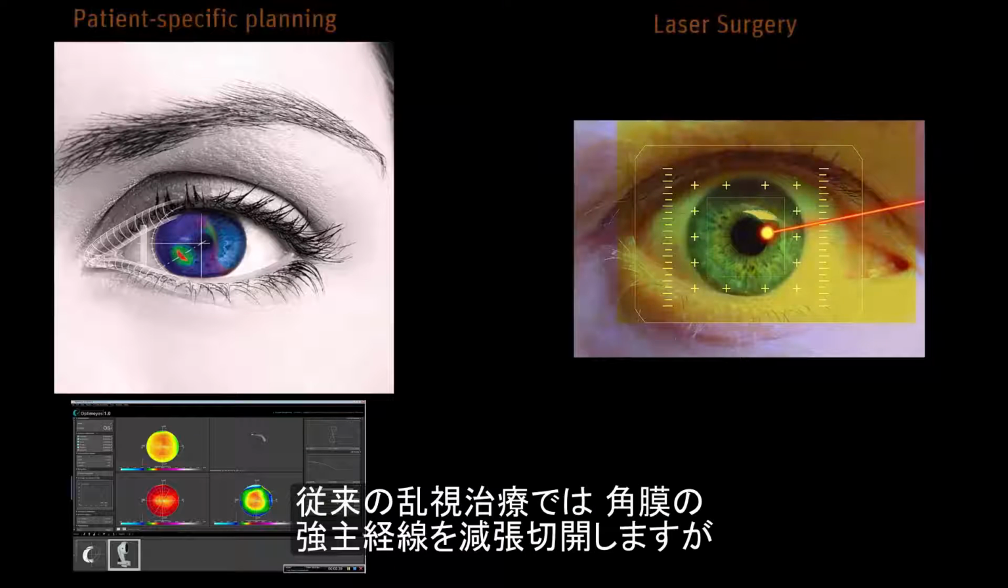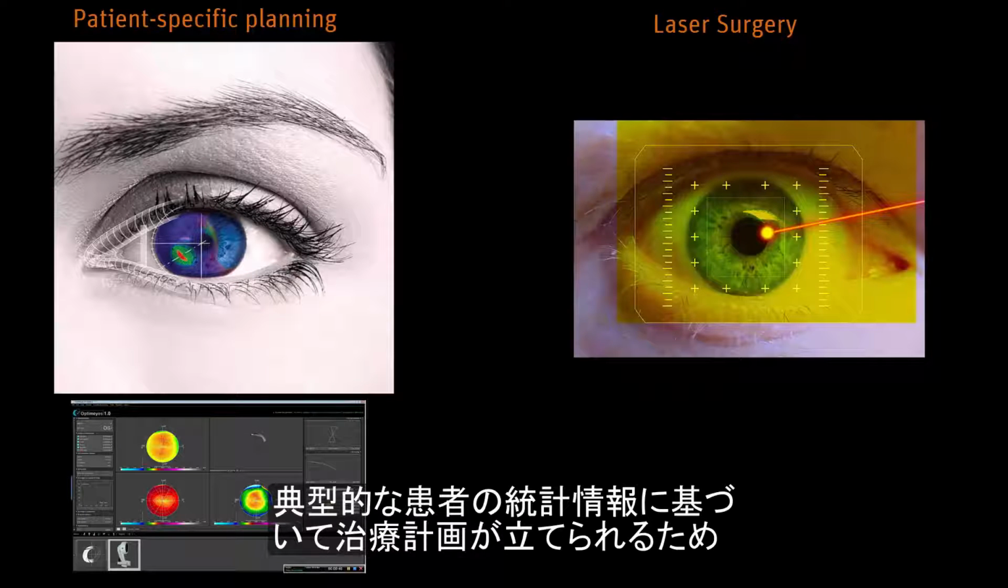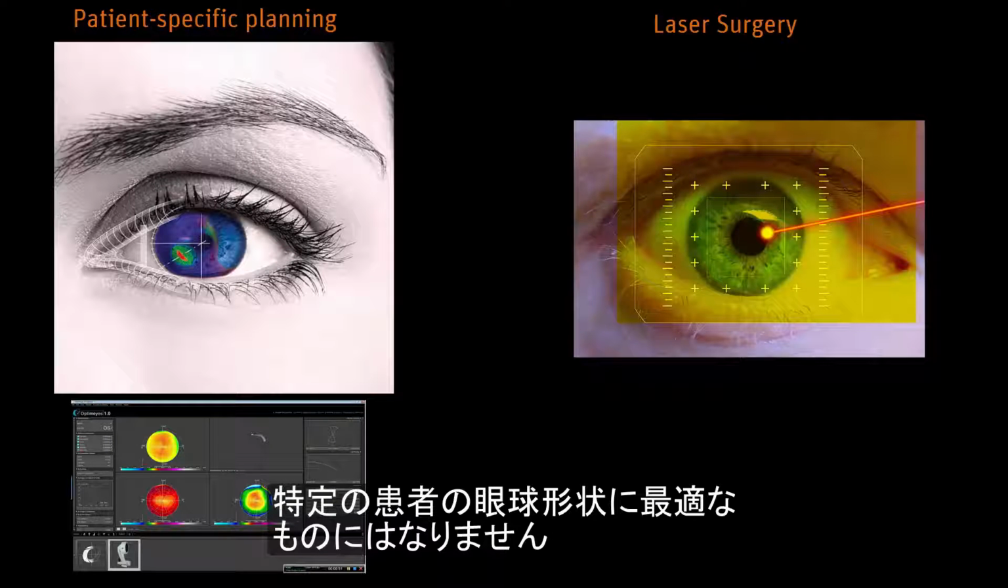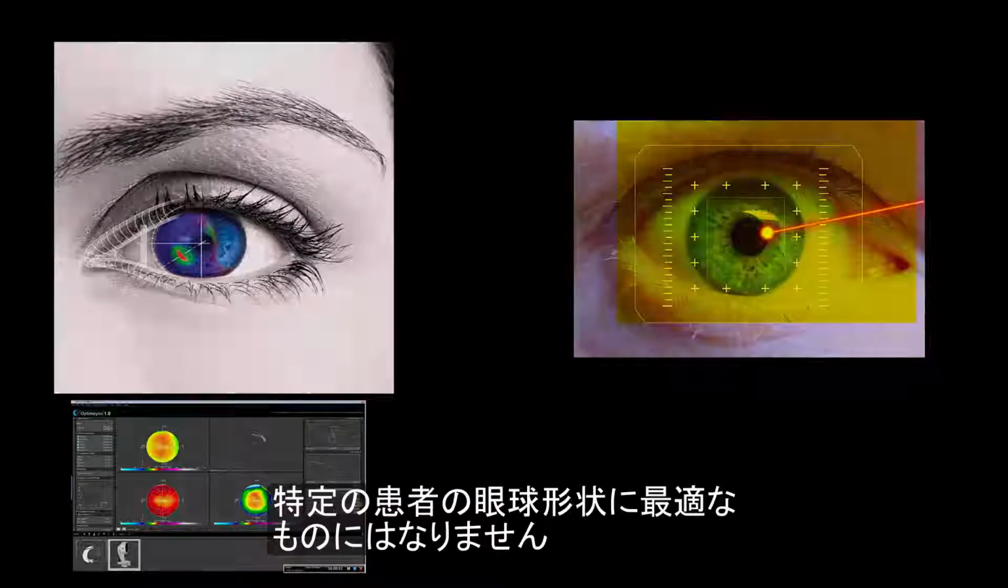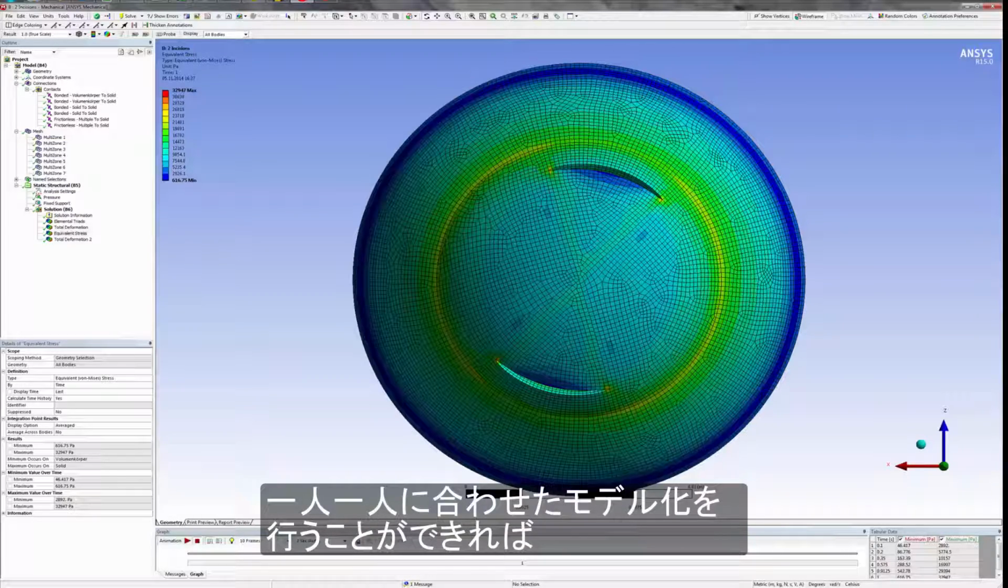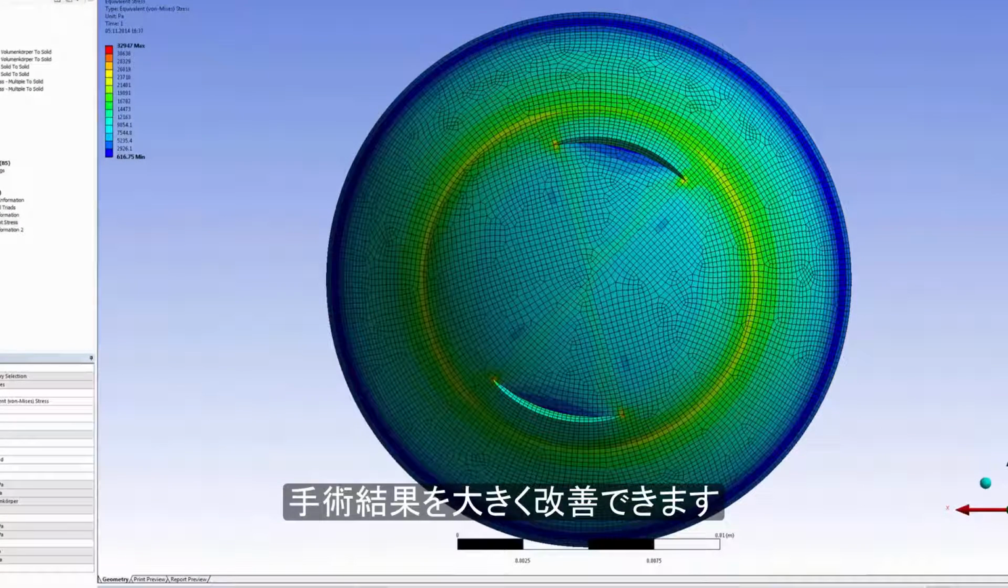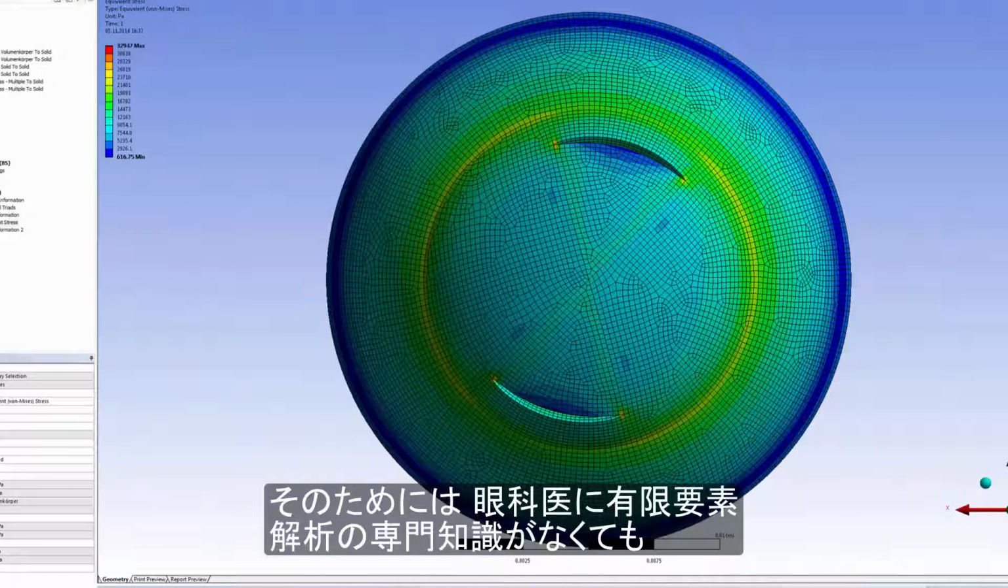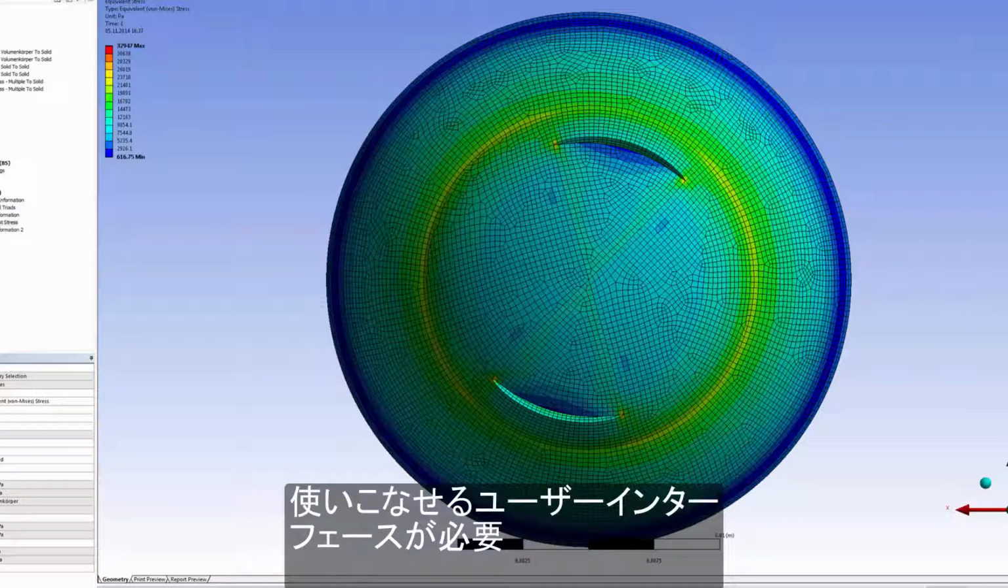Traditional treatment for astigmatism uses small, relaxing incisions in the steep axis of the cornea. Because the treatment is planned based on statistics of typical patients, the outcome is good, but not optimal for the specific patient's eye shape. The surgical outcome can be greatly improved if surgeons could plan the surgery with patient-specific modeling based on ANSYS finite elements. The challenge is to create an application that provides the user interface that eye surgeons use and understand without needing to become experts at finite element analysis.